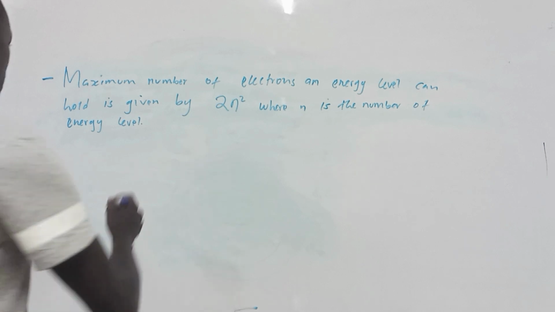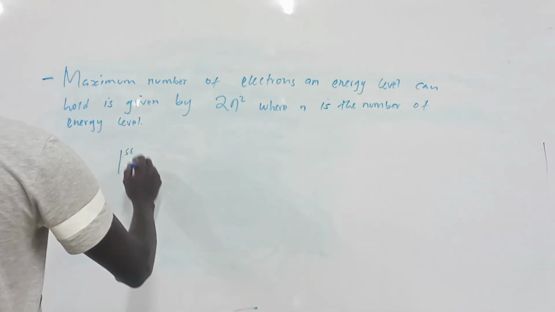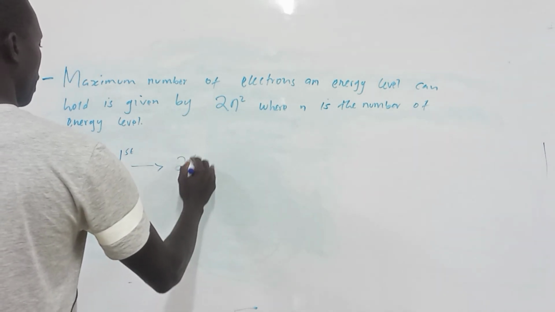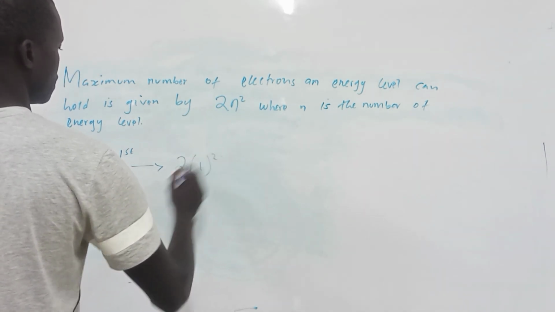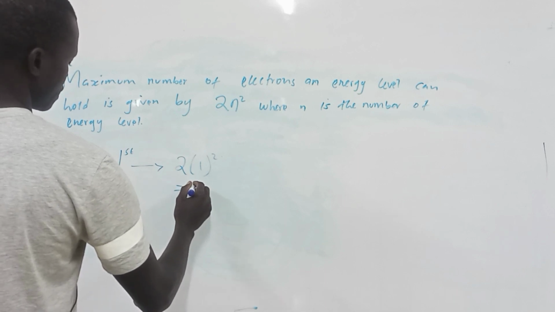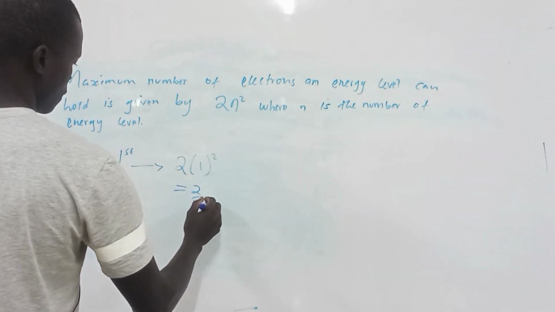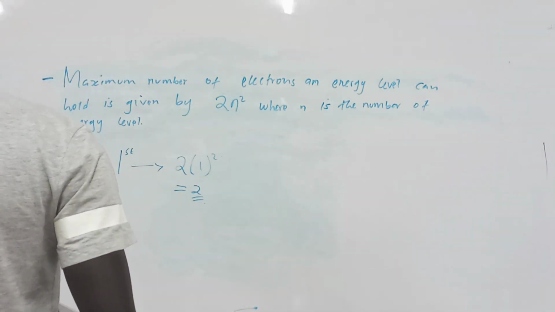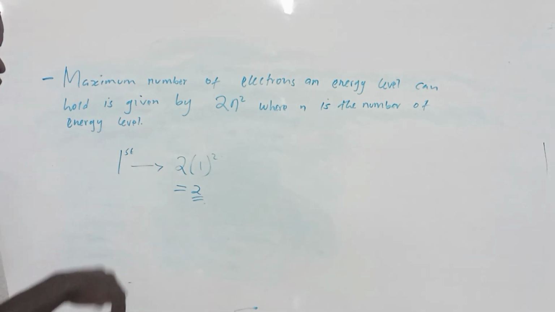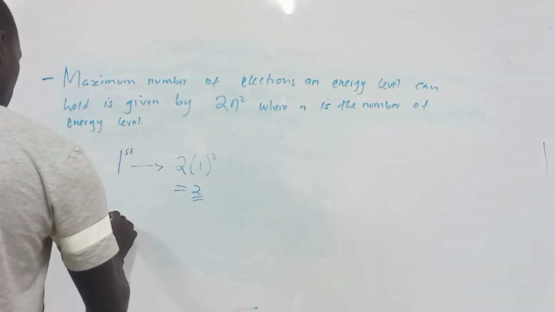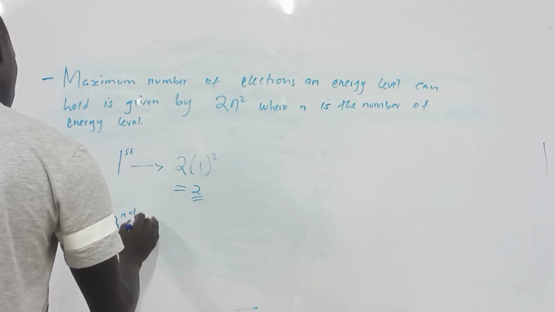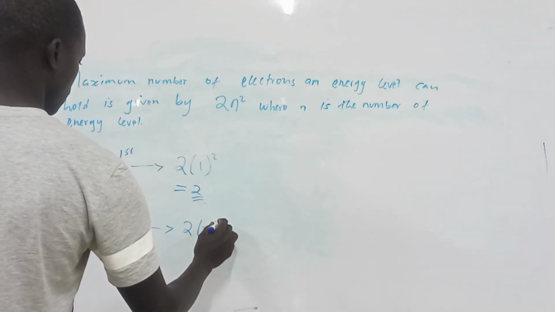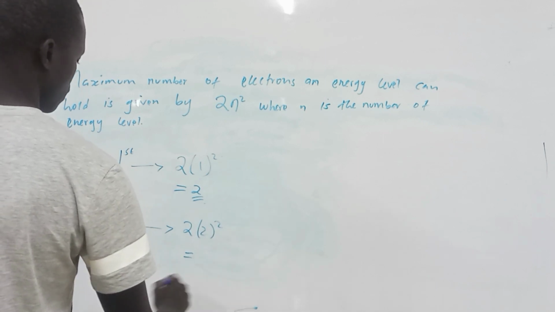For example, in the first energy level, we'll have it as 2 times 1 squared, where our n becomes 1, which will give us 2. So the maximum number of electrons the first energy level can hold is only 2. For the second one, it will be 2 times 2 squared, which will be 8.